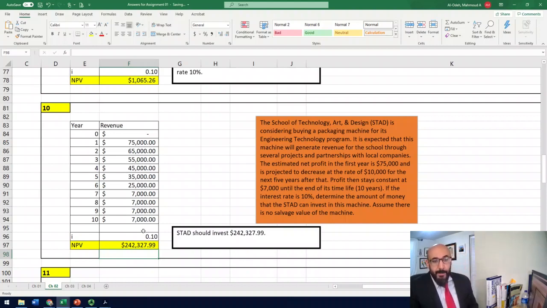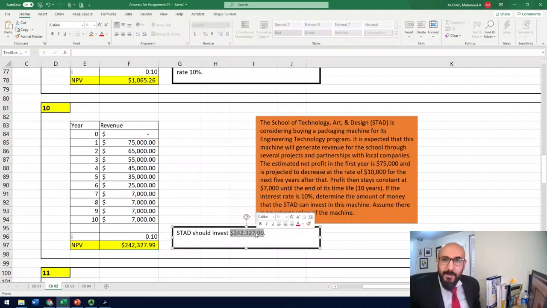$242,327.99. So what does that number mean? That means the School of Technology, Art and Design could invest this much money on this machine, and by the end of the 10 years, they're not going to lose, but they're not going to get any benefit. But one thing that they could gain is teaching the students how to use this machine and how to become experts in packaging.